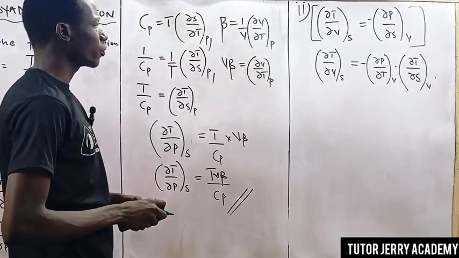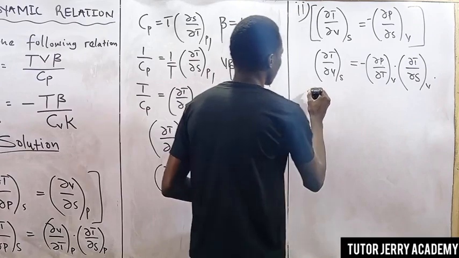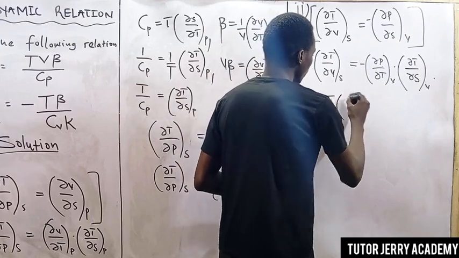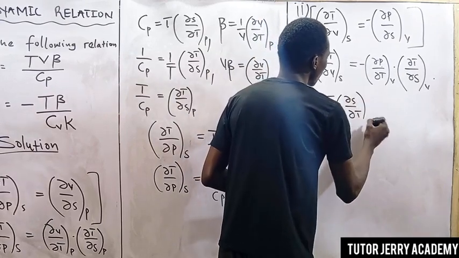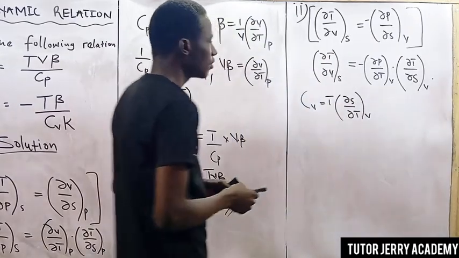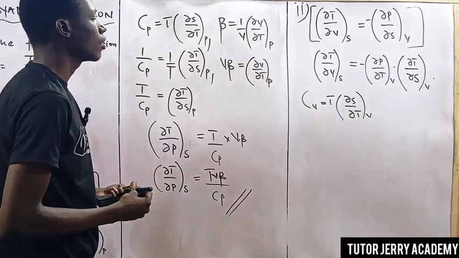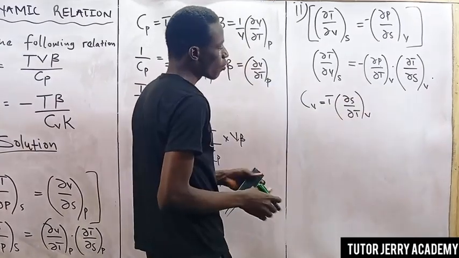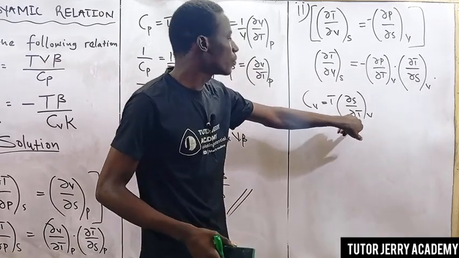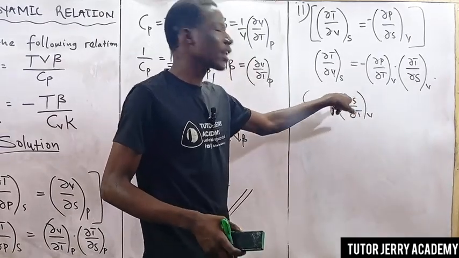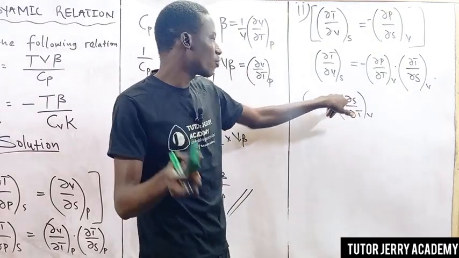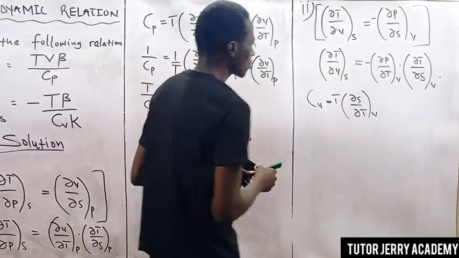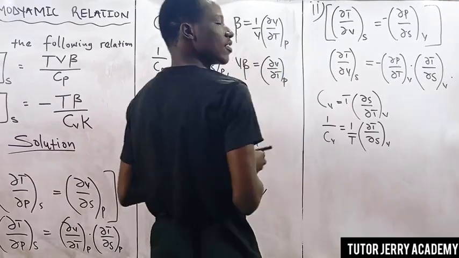So next, we know that Cv is equal to T times the partial derivative of S over the partial derivative of T keeping V constant. This we know. So what are we going to do? We are going to make this term the subject of the formula, but not just this term. We will need the partial derivative of T to be over the partial derivative of S. Now, in order to do that, we'll first take the inverse of this equation. If we take the inverse of this equation, this is what we have.